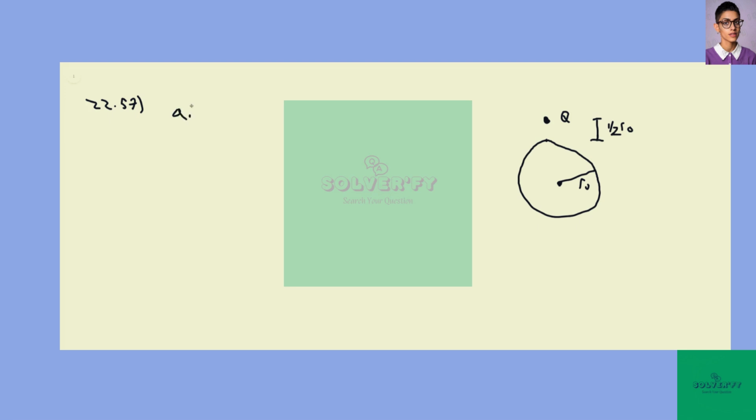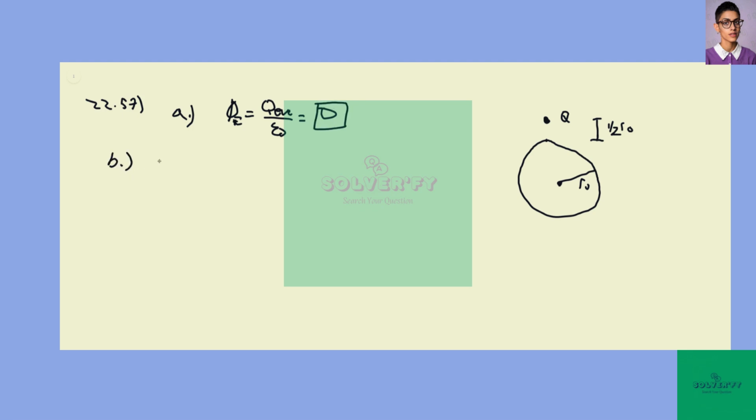So part A, what is the electric flux through the sphere? Well, electric flux is given as the charge enclosed by our Gaussian surface over epsilon naught. And we can see here there are obviously no charges enclosed, so this is 0.